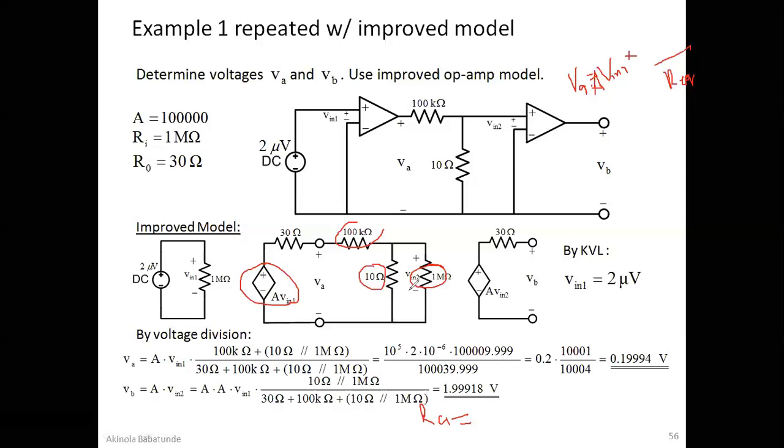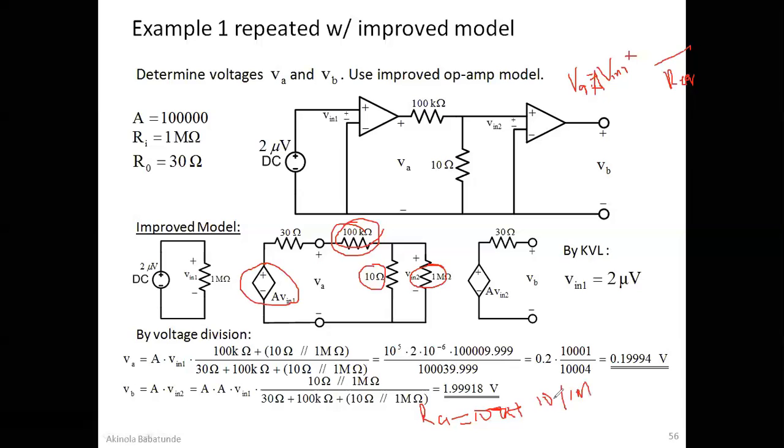Because the RA is supposed to be the same thing as the R that we have here for VIN2. It's going to be the same thing because they are in parallel. So the RA would be 10 parallel 1 mega. Then this guy is going to be in series with this parallel. So you add all of those together to find your RA. To find RA, it's going to be 100 plus 10 parallel 1 million.